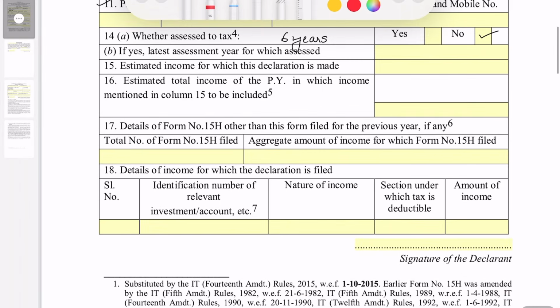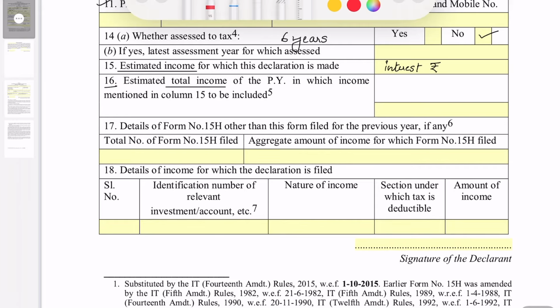All right. So now we go to point number 15, which is estimated income for which this declaration is made. So here you're going to write the interest income. So if it is your father's FD, whatever is the interest income for the particular FD is going to be written here. Now point number 16 is estimated total income for the financial year.